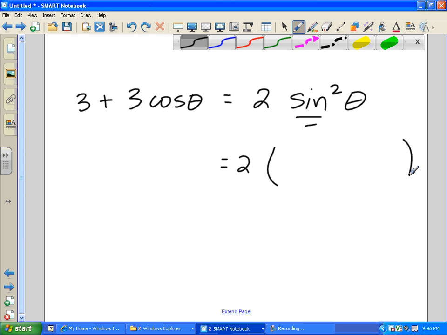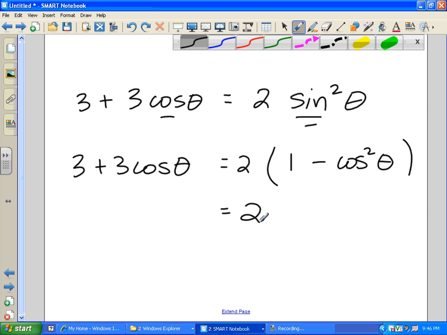So let's see if you can think just a second. What can we substitute for sine squared so we can match it up with that cosine right there? By our Pythagorean identity, for sine squared, we could put right here 1 minus cosine squared. Okay, and so now this equation is only going to have cosines in it. So now let's distribute the 2, and then we'll see where we can go from there. So this will give me 2 minus 2 cosine squared theta.